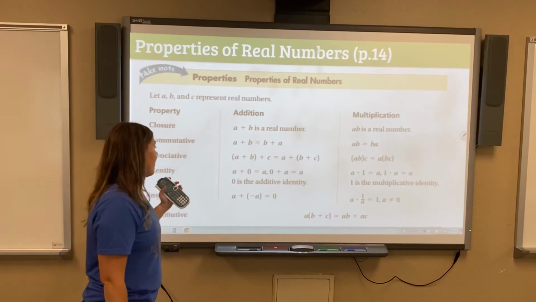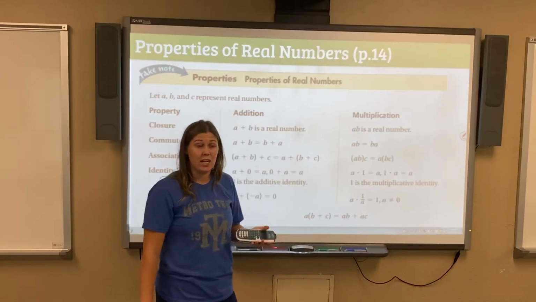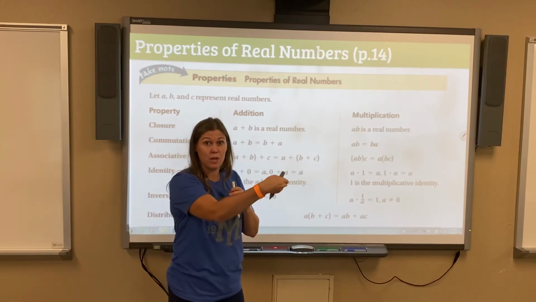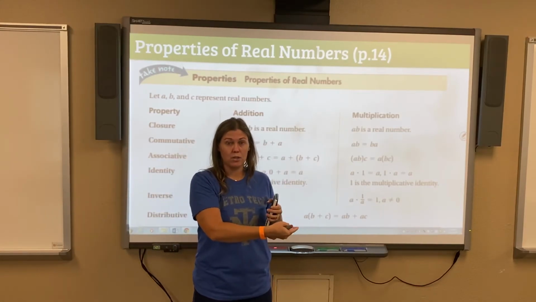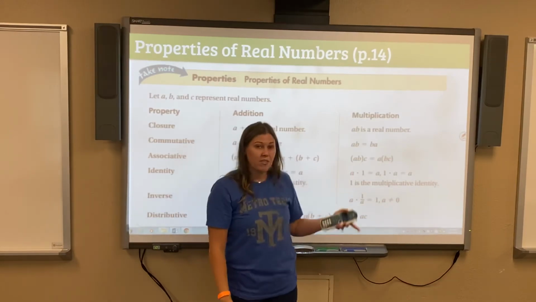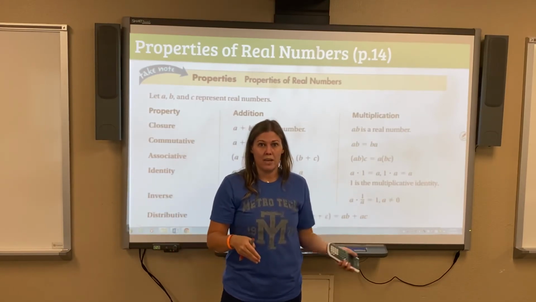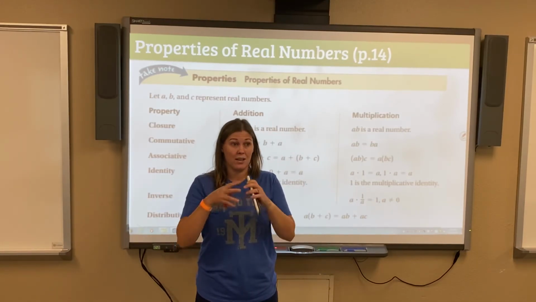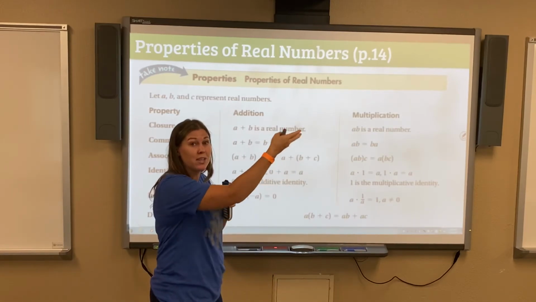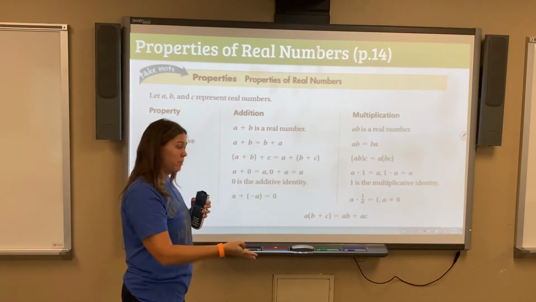Okay, we have the additive identity and the multiplicative identity. Additive identity is if you have a number and you add 0, you still get that number out. So if you have 100, you add 0, you still have 100. Multiplicative identity, if you have a number and you multiply it times 1, you still have that number. So the identity is if you multiply by 1, you have the same number. Add 0, you have your same number.